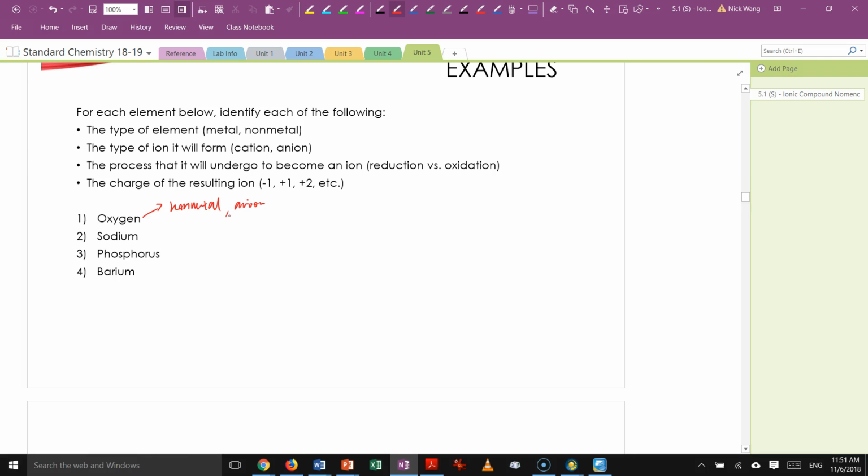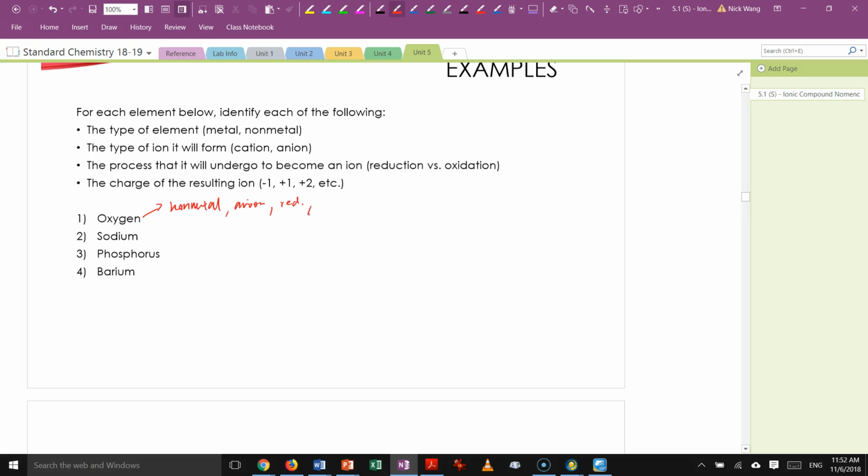Therefore, we have to know what process it undergoes to become an ion. So is it reduction or is it oxidation? Well, we talked about this a second ago. This would be a result of reduction, right? Because you gain electrons to become a negative anion. And then what charge will you have? So this is going to be a little bit trickier.